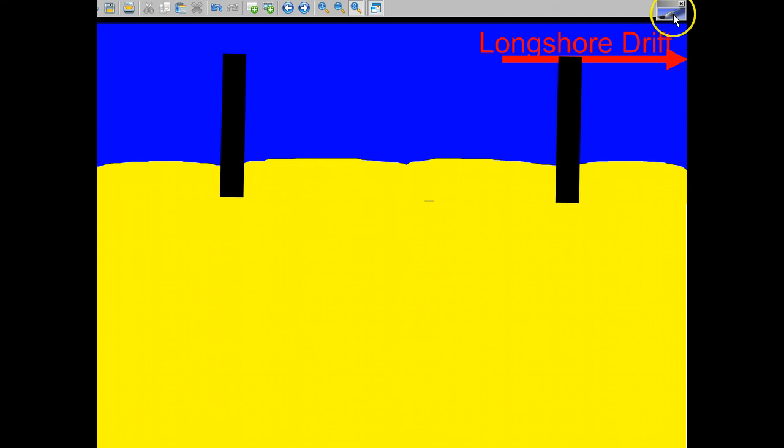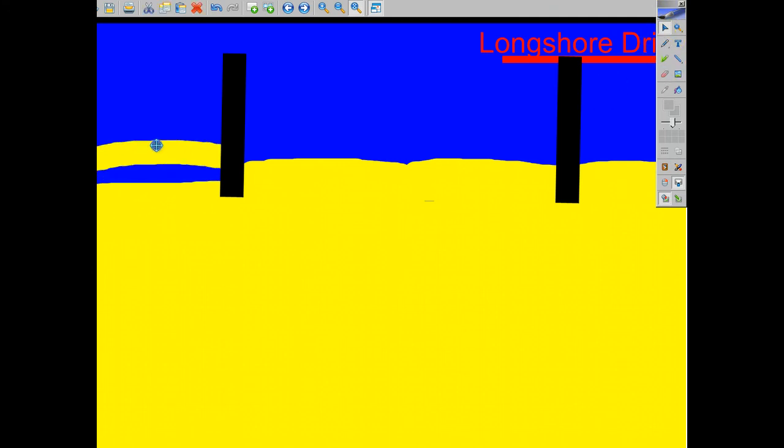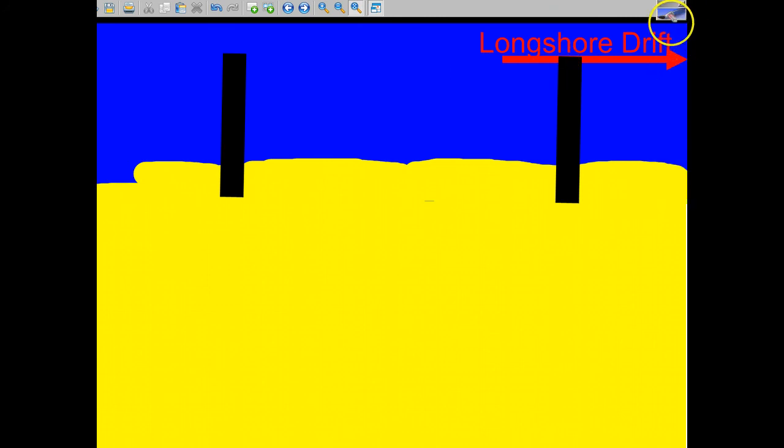And so what they are doing is, in an effort to try to prevent the sand from moving away from this beach, you might get some erosion of the sand material, let's say over here. It gets picked up by the waves coming in, and the longshore drift is going to the right.